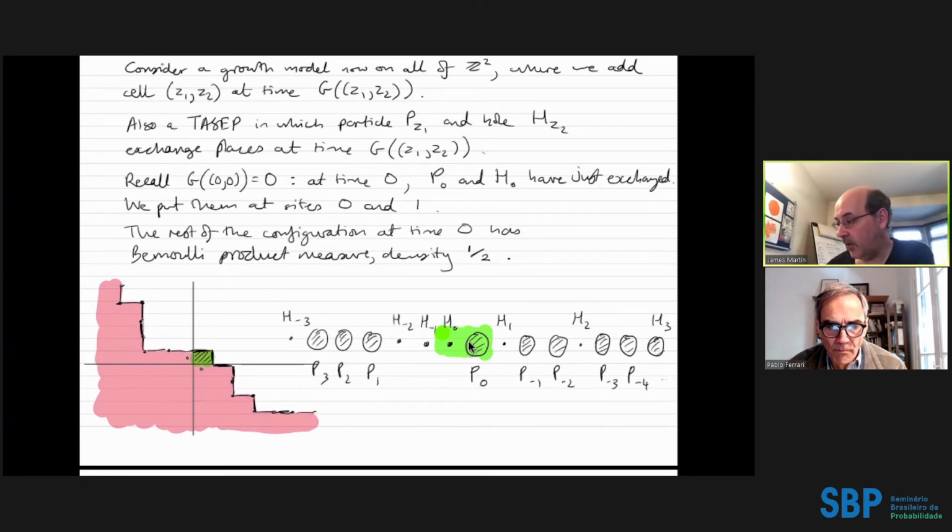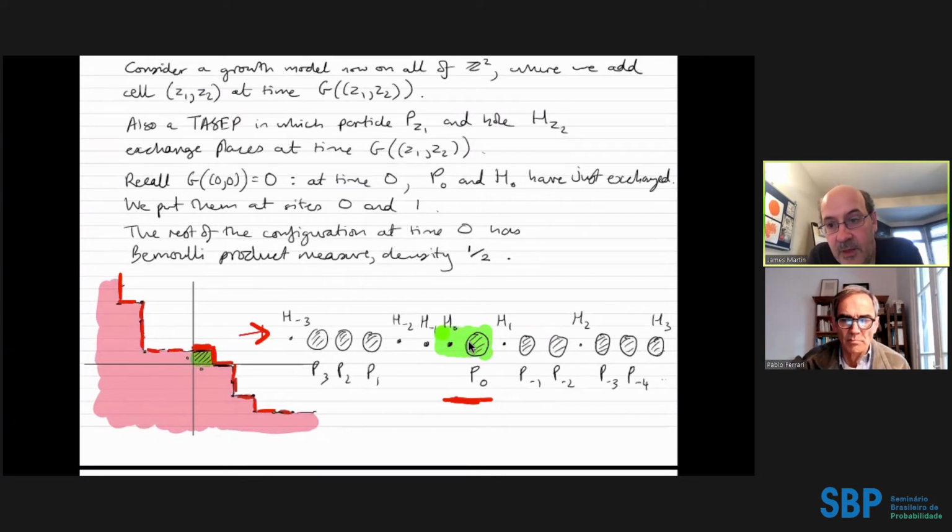And at time 0, again, I could draw this red interface here. And if I follow along this interface, it tells me I've got particle, hole, hole, hole, particle, hole, particle, particle, like so. And so that matches up with this configuration on the right. And I happen to know that, let's say at site 0 and site 1, I'm going to have this hole and particle corresponding to hole 0 and particle 0 there. But everywhere else, I actually have Bernoulli product measure with density a half. So I've got this hole and particle in the middle, and then everywhere else, I've got probability a half to have a particle and probability a half to have a hole.